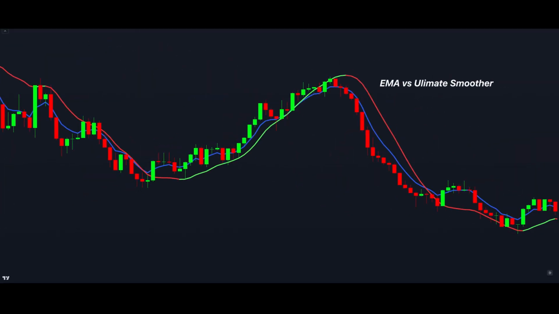This is an EMA compared to the Ultimate Smoother. If I increase the length of the EMA to filter out noise, you can see we introduce a noticeable amount of lag. If I decrease the length, the EMA picks up a lot of noise compared to the Ultimate Smoother filter. The Ultimate Smoother consistently outperforms the EMA as a filter for the market.